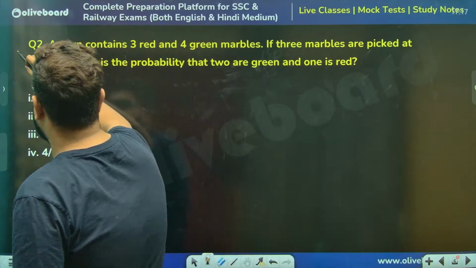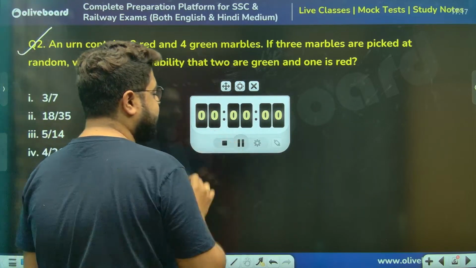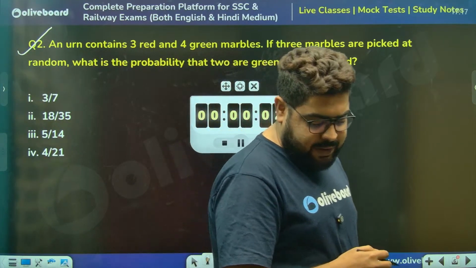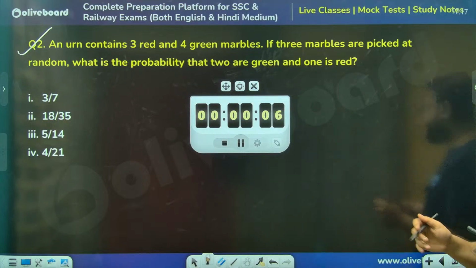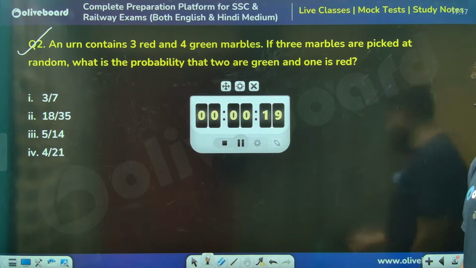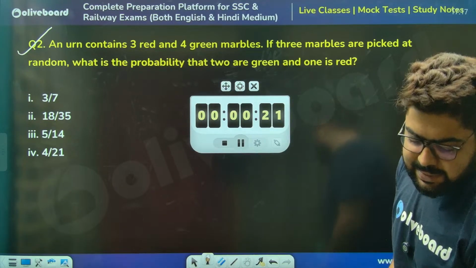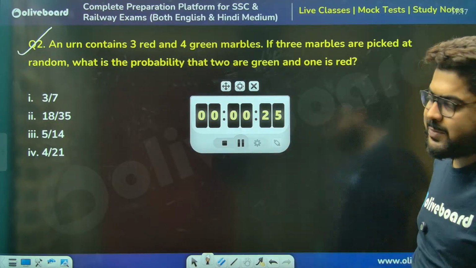So this is the second question. Again 40 seconds, everyone take your time. Second question, very simple one. I guess this was from the last-to-last year's CGL, most probably. I have intentionally decided not to include the year of the question.